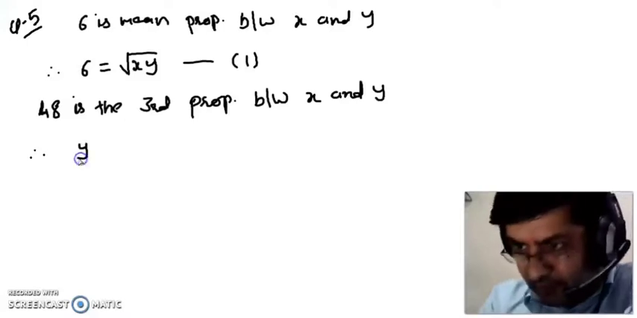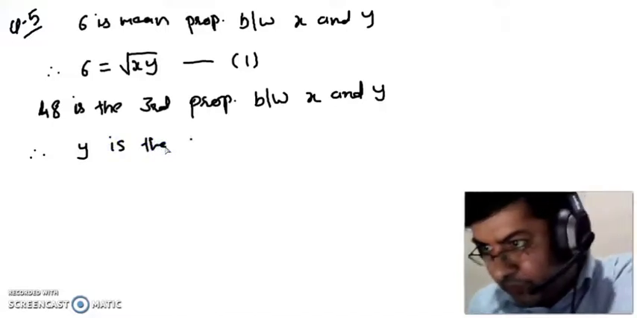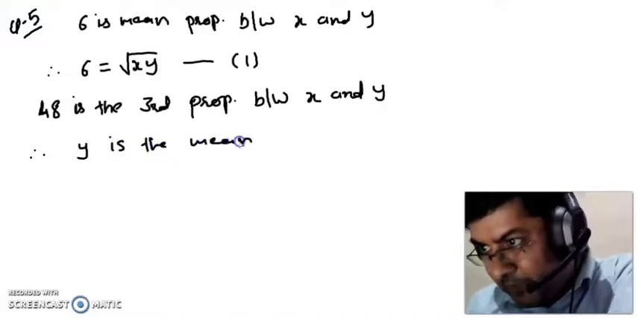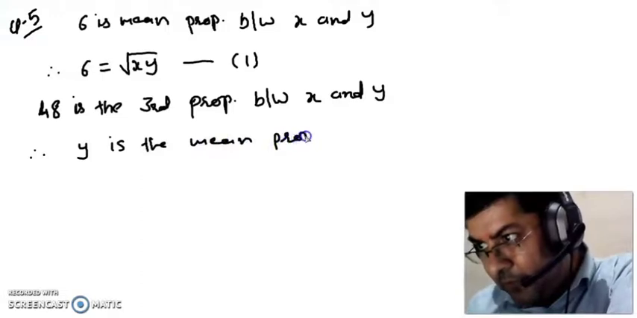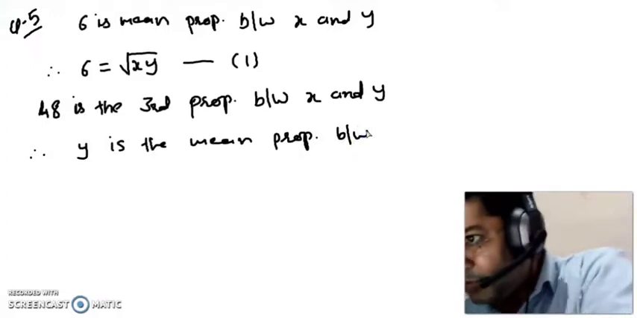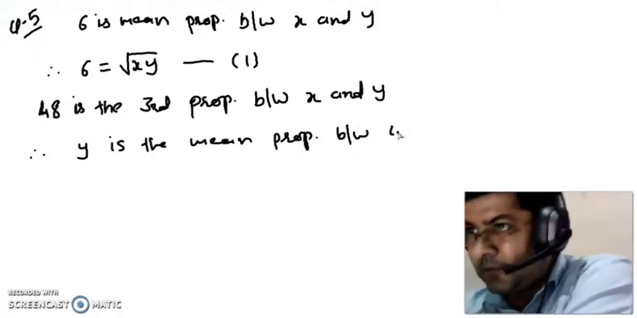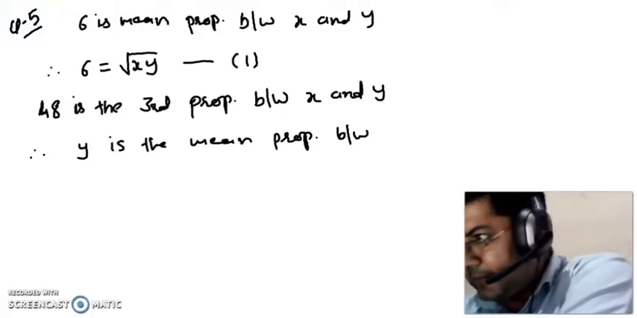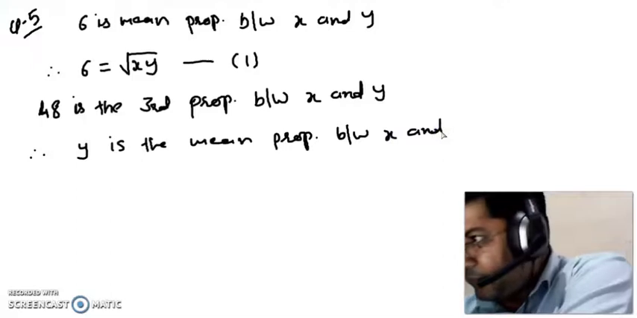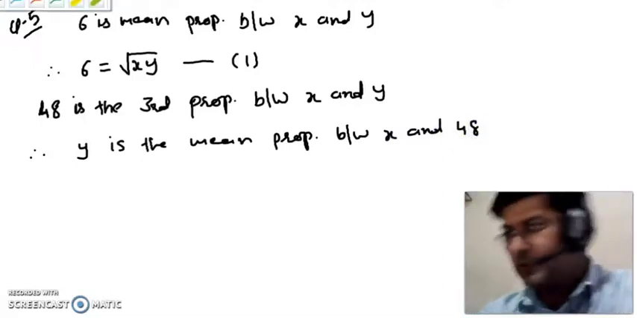Therefore y is the mean proportional or mean proportion between x and 48. Okay, this fact can be understood in this way.